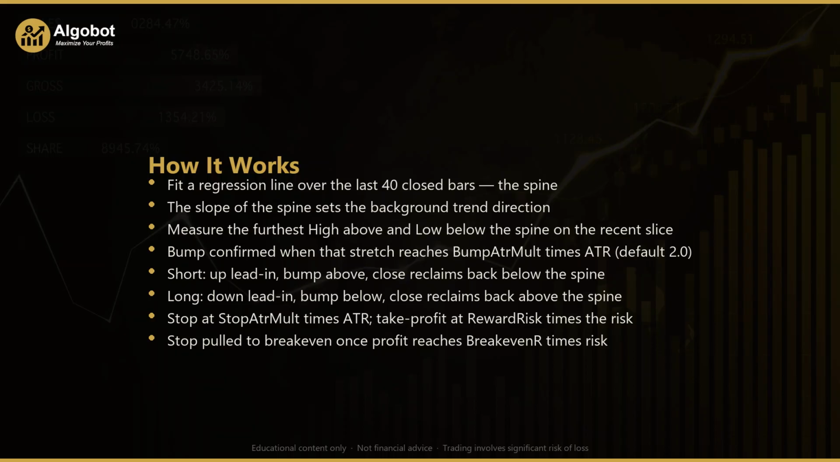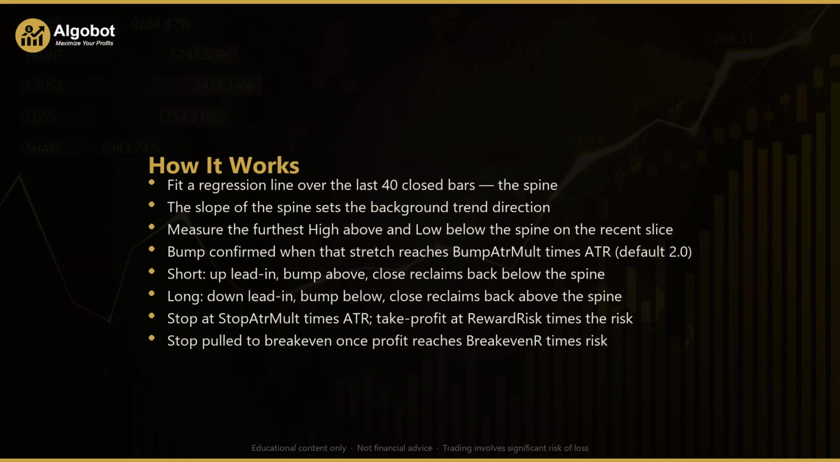The second step is the bump. Using the average true range over 14 bars, the strategy sets a bump distance equal to bump ATR multiple times ATR, which defaults to 2 times ATR. It then scans the most recent slice of the window, roughly the last third of it, and finds the furthest a high has stretched above the spine and the furthest a low has stretched below it. If the largest stretch reaches that bump distance, an emotional overexcursion has been recorded.